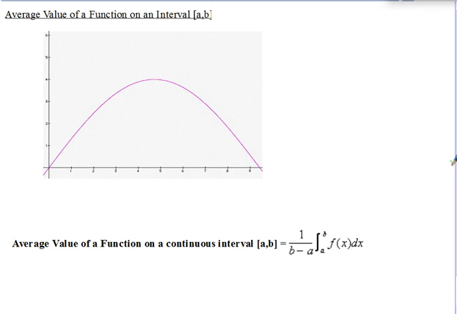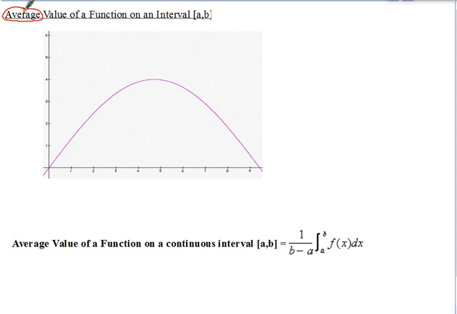These are the notes for AP Calculus on the topic of the average value of a function on an interval. So, when you first think of average, let's think about how we'd find the average of a set of numbers. Well, you would take those numbers, add them all up, and divide by how many numbers there are.